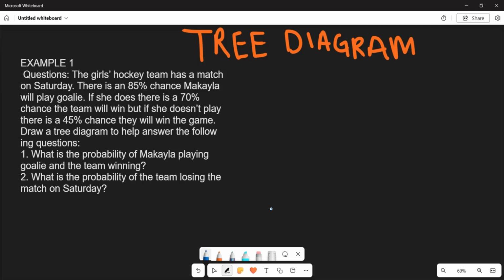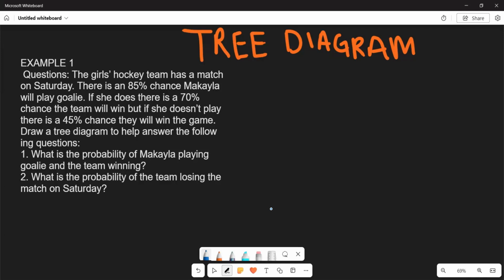Now what we are going to be looking at today is understanding our tree diagram. Look, I know the tree diagram is one of the most difficult concepts to understand. But today is the day you'll at least have an idea of what you are required to do there. Now let's start.